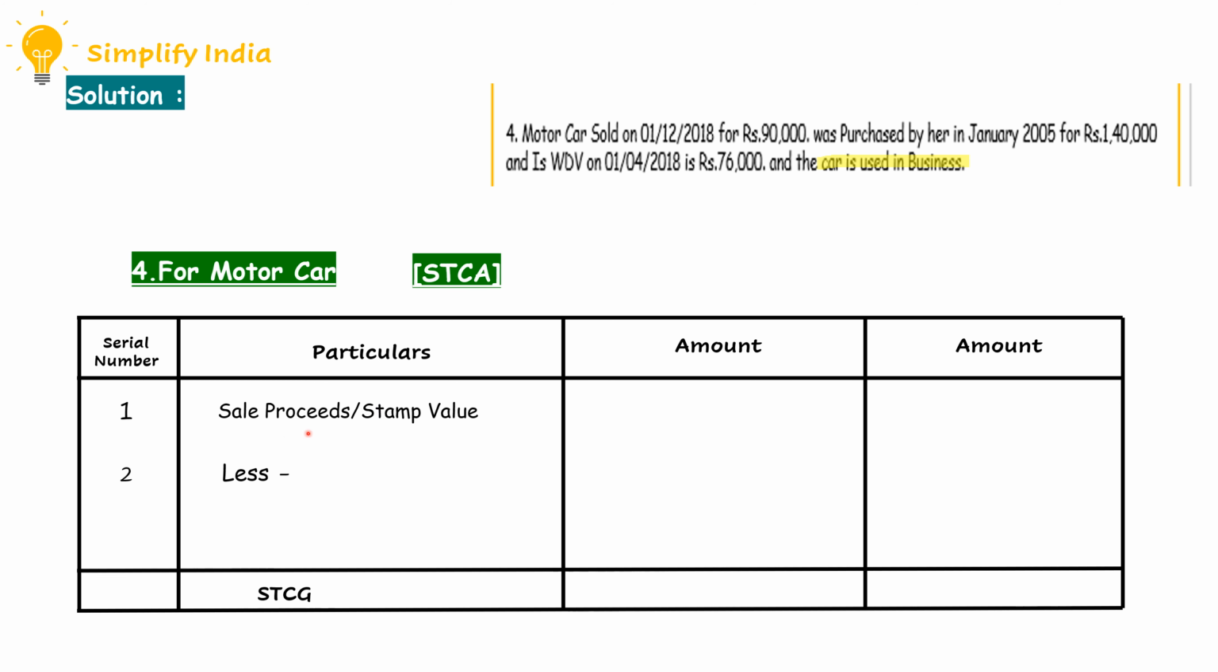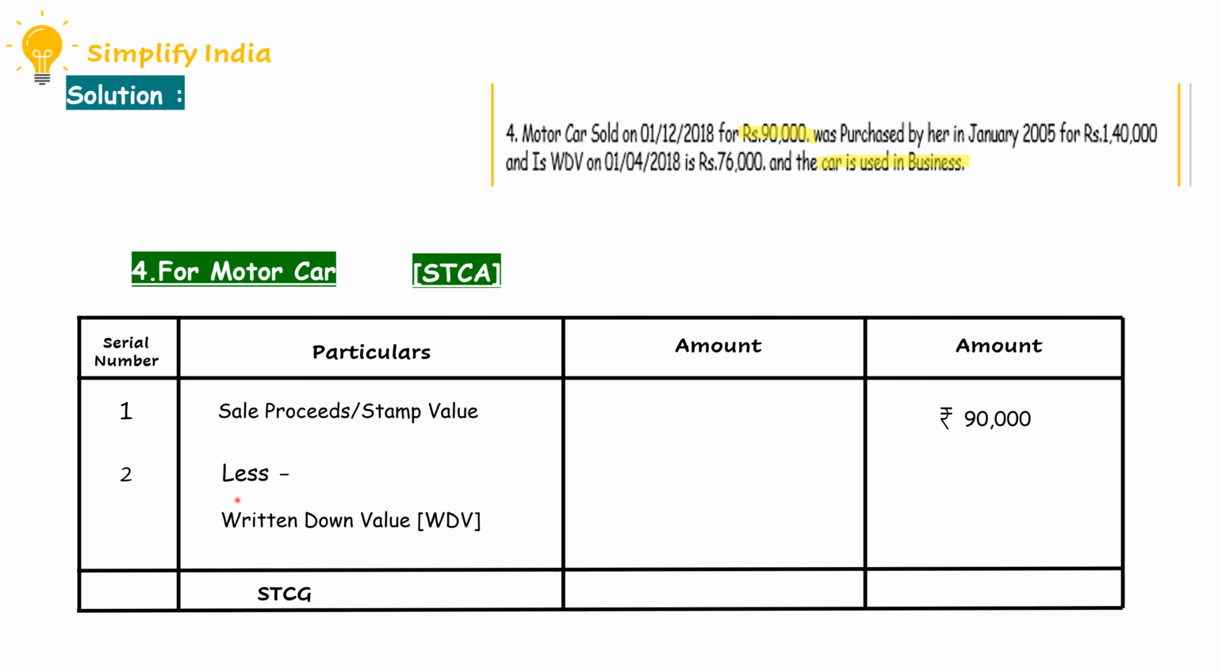Here we just have to take the sales proceeds. From the sales proceeds we have to deduct the depreciation, that is the written down value. It has been given that the car is sold on 1st December 2018 for rupees 90,000. So the sales proceeds is rupees 90,000, which we take down in the outer column.